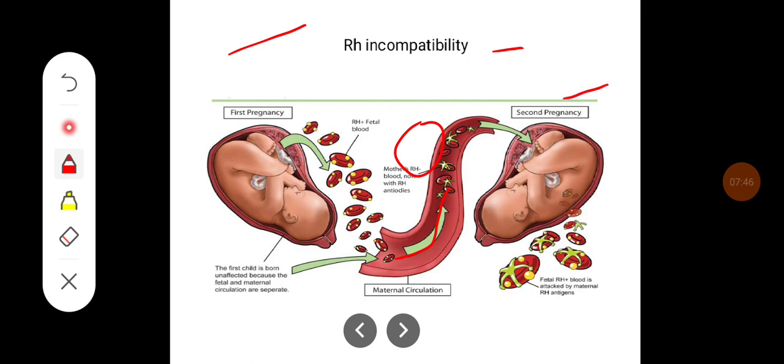During a second pregnancy, if again an Rh positive baby is born, there are chances that these antibodies can cross the placenta because they are IgG type and readily cross the placental barrier. They can act on the RBC membrane to cause an antigen-antibody reaction, leading to hemolysis, and it will be responsible for hemolytic disease of the newborn. That is, the baby will have Rh incompatibility with anemia and jaundice.